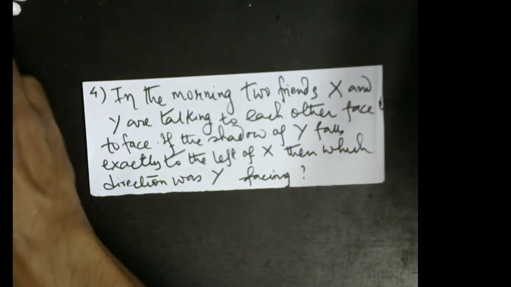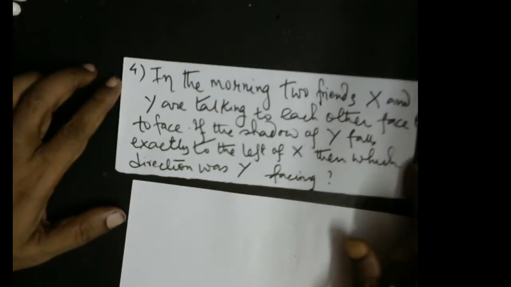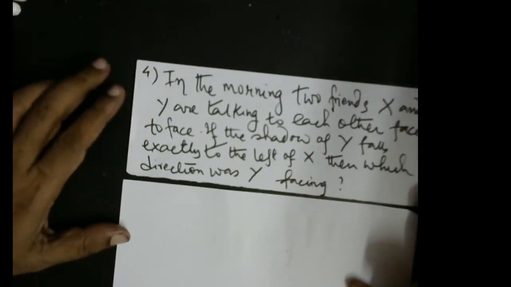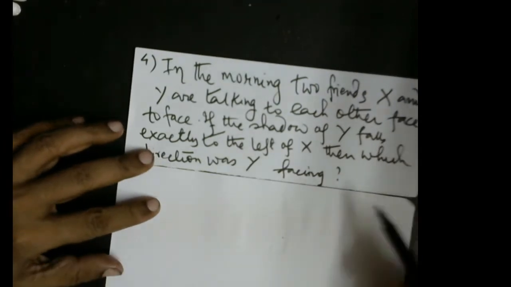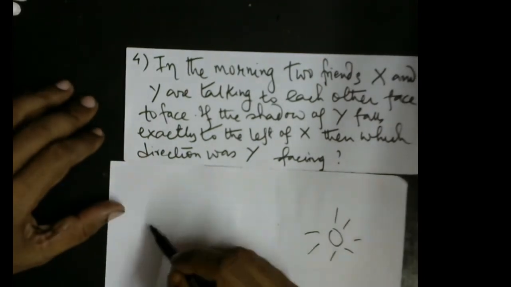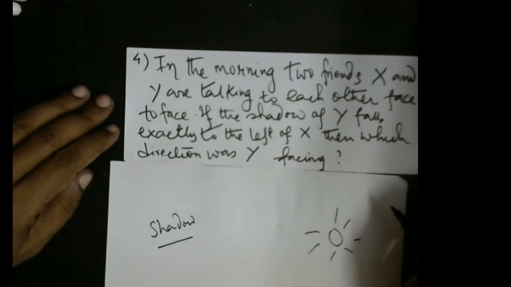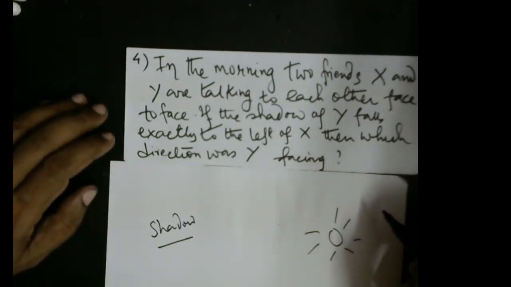The fourth type is the shadow type. This is the question which will be shadow. In the morning, two friends X and Y are standing face to face. Shadow of Y falls exactly to the left of X. Now, morning time, sun is this side. So oppositely the shadow will be this side. Whose shadow? Shadow of Y. So shadow of Y is to the left of X.